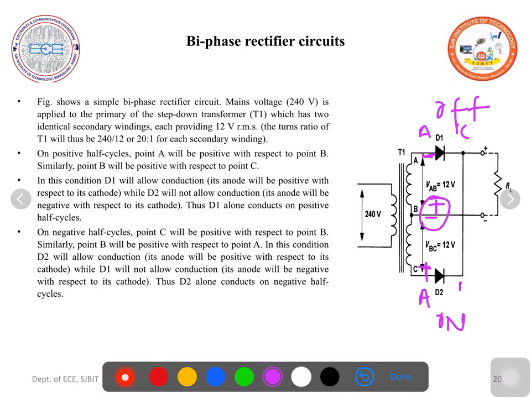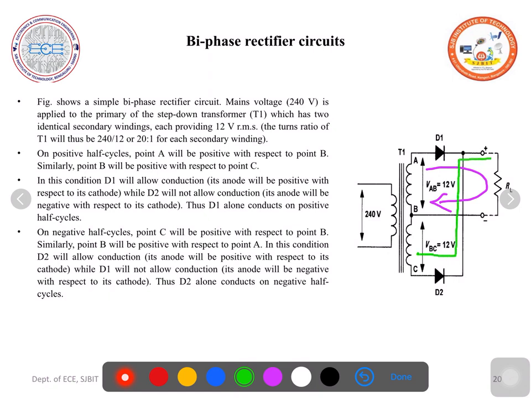So when D1 is conducting, current flows through the load in this direction. When D2 is conducting, the current flows in this direction. So overall through the load always current flows in the same direction. So it is unidirectional. Current through the load is the same direction. The polarity will not change.